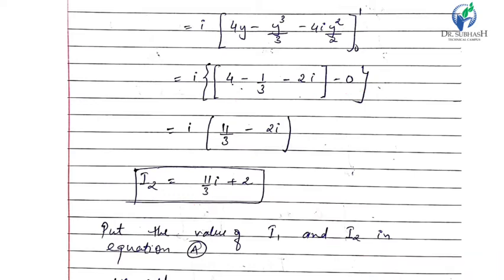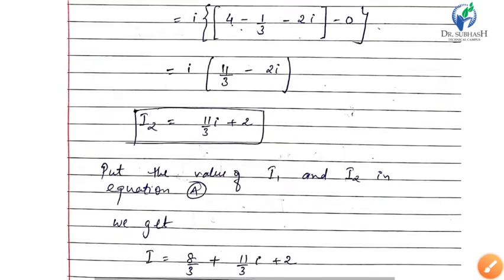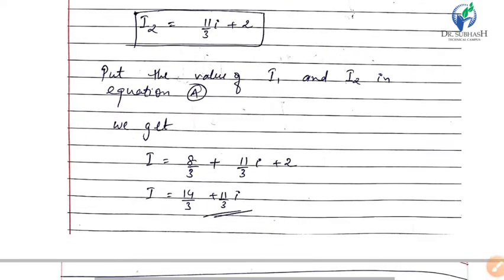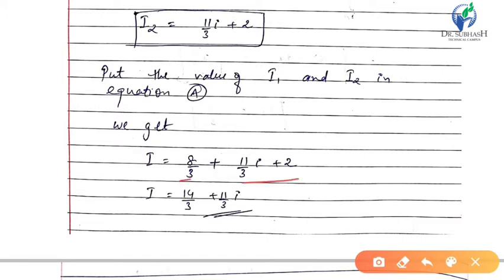This is my I2. Now I am here with the values I1 and I2. I will put this in equation A, that is I equal to I1 plus I2. So this is I1 and this term is I2. Again, on simplifying the real terms, I get my final answer as I equal to 14 by 3 plus 11 by 3i.